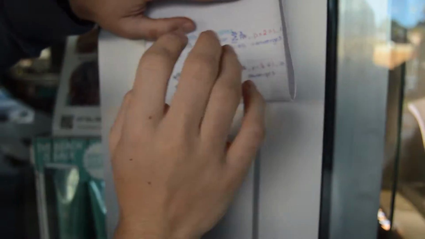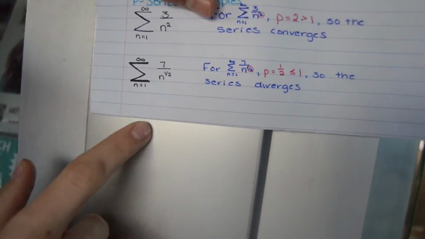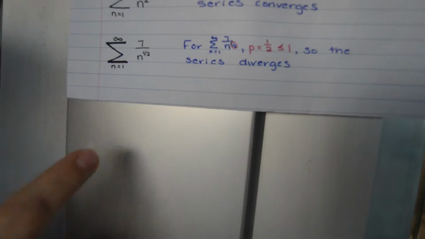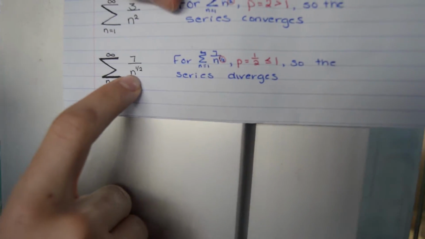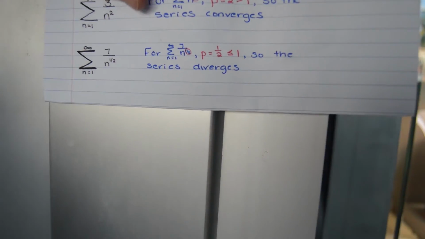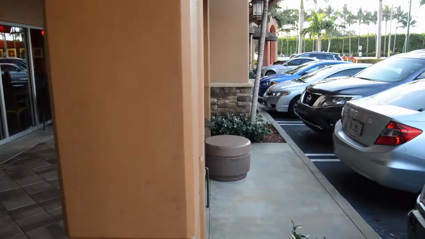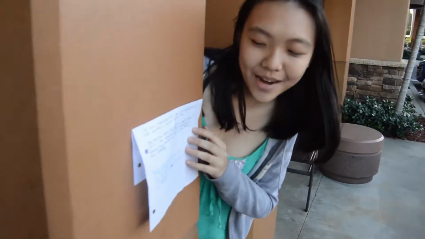Here we've got another example. Another series, as n approaches infinity, of 7 over n to the 1/2. In this case, p is 1/2, which is less than 1. Therefore, the series must diverge. Incredible stuff we've got going. Now for the direct comparison test.